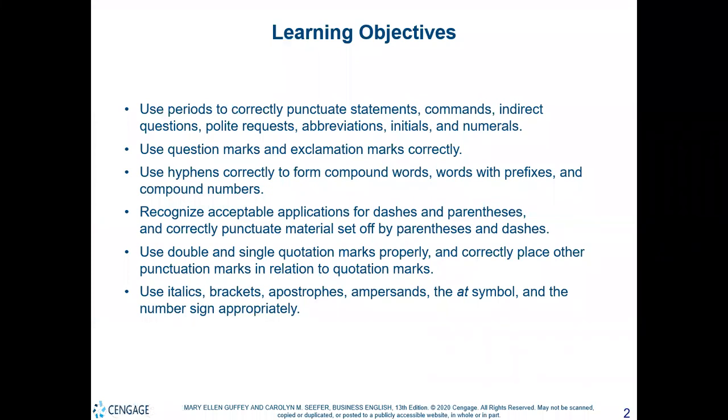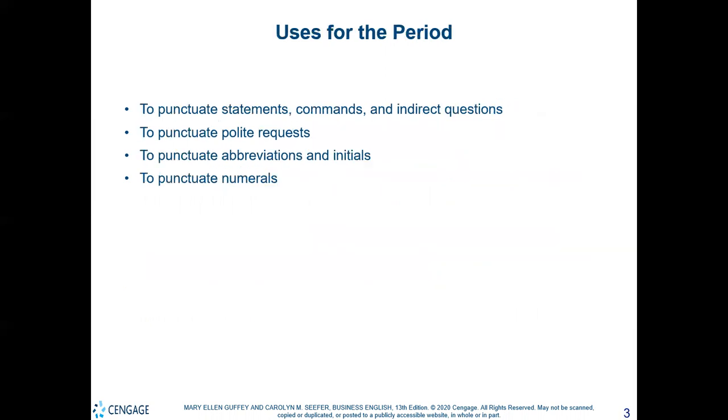Learning objectives. Use periods to correctly punctuate statements, commands, indirect questions, polite requests, abbreviations, initials, and numericals. Use question marks and exclamation marks correctly. Use hyphens correctly to form compound words, words with prefixes, and compound numbers. Recognize acceptable applications for dashes and parentheses, and correctly punctuate material set off by parentheses and dashes. Use double and single quotation marks properly and correctly place other punctuation marks in relation to quotation marks. Use italics, brackets, apostrophes, ampersands, the @ symbol, and the number sign appropriately.